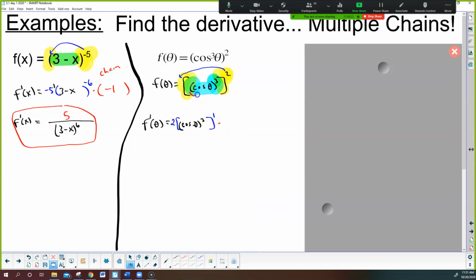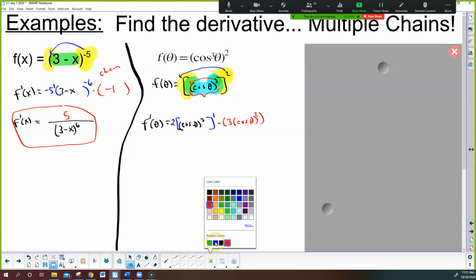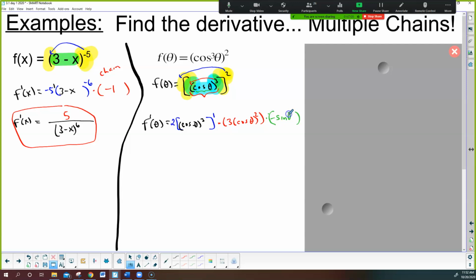But now I have to take the derivative of cosine to the third power, but that has a layer as well. So now I'm going to take this 3, I'm going to use parentheses, so 3 times cosine of theta stays, and then we take 1 away. All right, but then I have the innermost part. So this is the chain rule applied again. What's the derivative of cosine? It's negative sine theta.